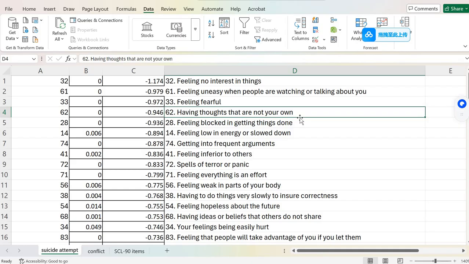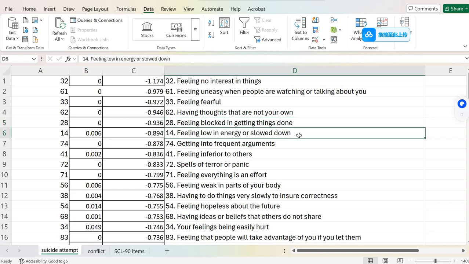What kind of problem is this related to? Maybe obsession. It's unclear, this one is kind of weak. Or maybe psychosis. Feeling blocked in getting things done, feeling frustrated basically. Feeling low in energy, slow down. Get into frequent arguments. This one is unique. All the other items are intrapersonal, distress directed towards the self.